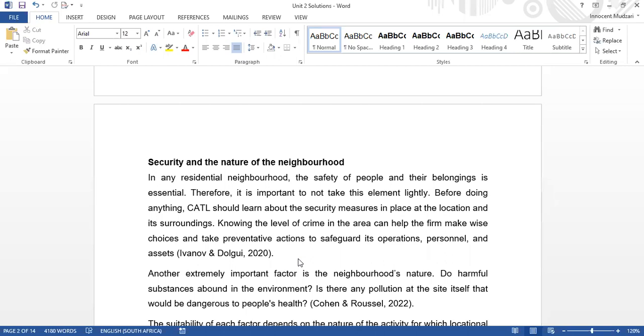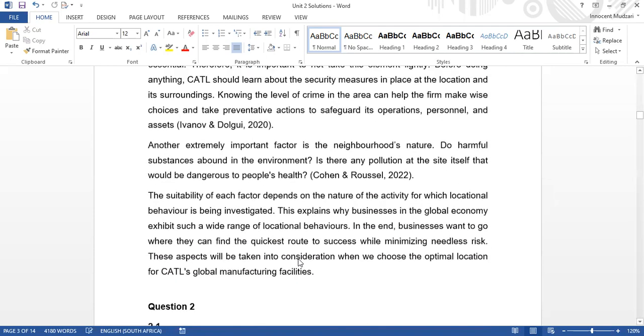So in any residential neighborhood, the safety of people and their belongings is essential. Therefore, it is important to not take this element lightly. So before doing anything, CATL should learn about the security measures in place at the location and its surroundings. Knowing the level of crime in that area can help the firm make wise choices and then take preventive actions to safeguard its employees, its operations, as well as its assets. If a company just goes and locates in an area that is not safe, then it might face problems.